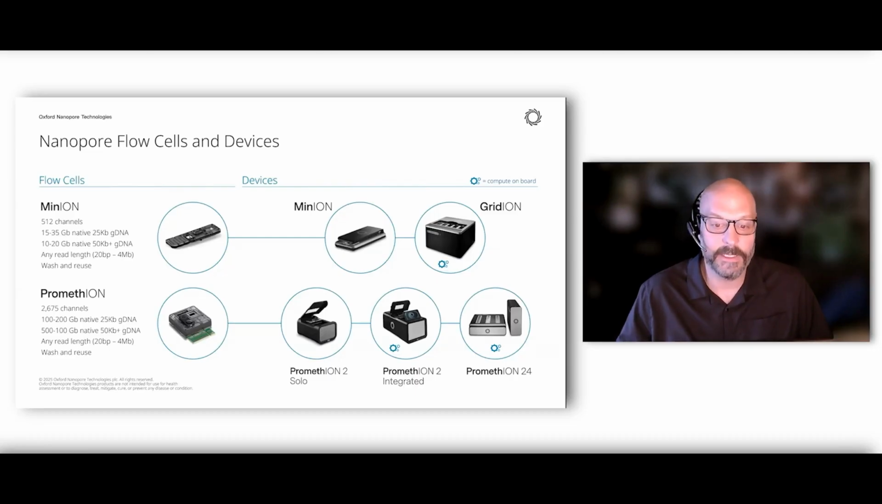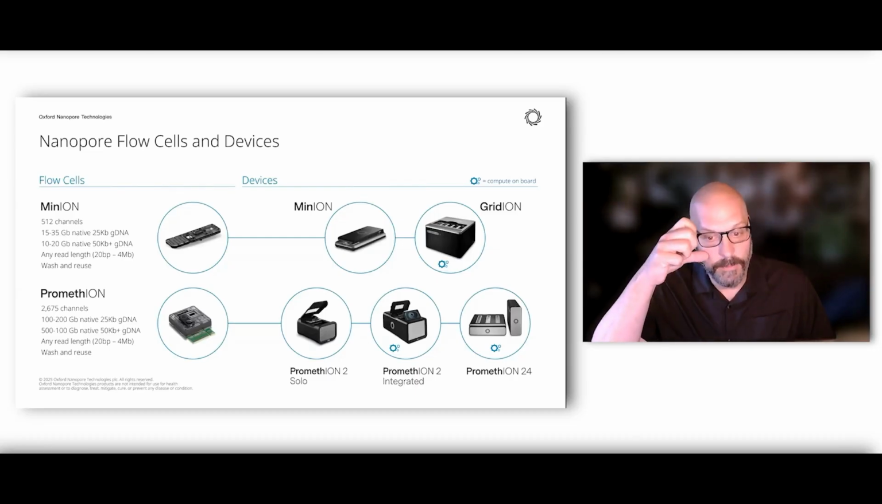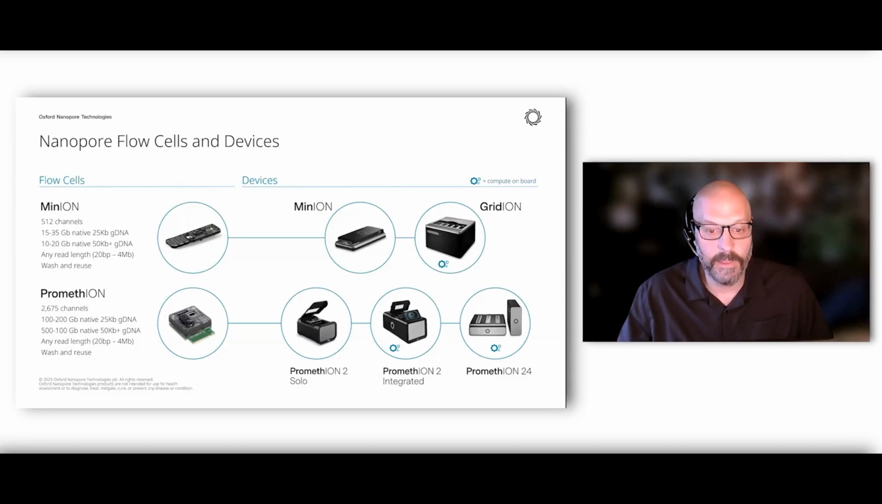The Promethean flow cell has 3 instruments. The Promethean or P2 Solo, which is the one here on the left, has no onboard compute, has 2 flow cell positions. The P2 integrated in the middle here has onboard computation, 2 flow cell positions. Again, individually addressable flow cell positions. And then our high throughput instrument is the P24 on the right here with onboard compute and 24 individual flow cell positions. Again, totally independent of one another, so you can sequence 24 different assays at different times on that instrument.